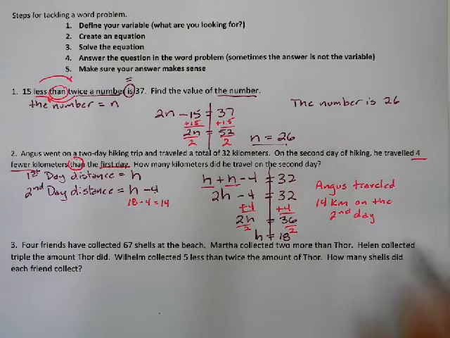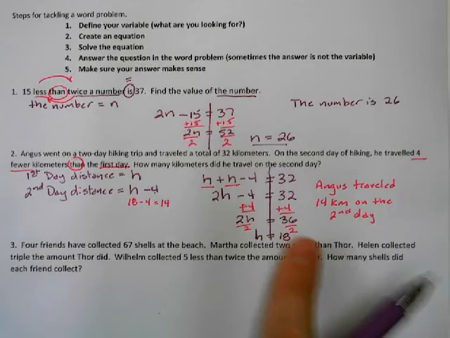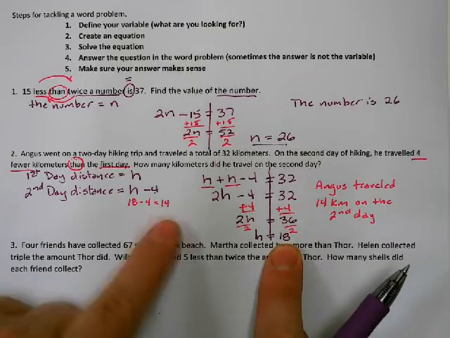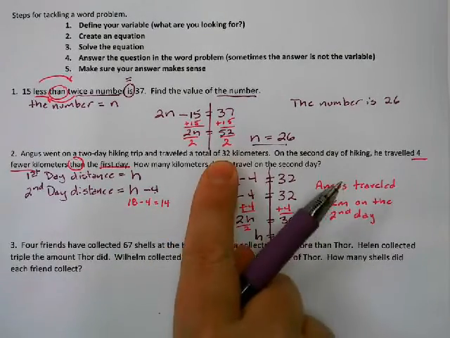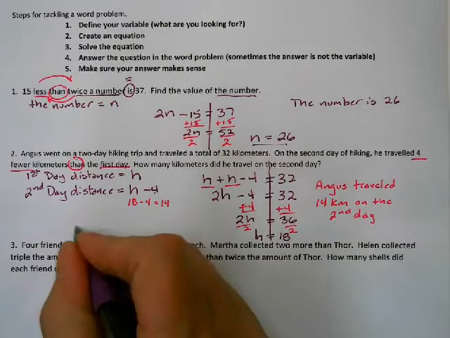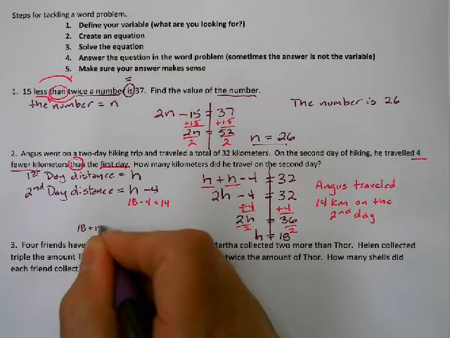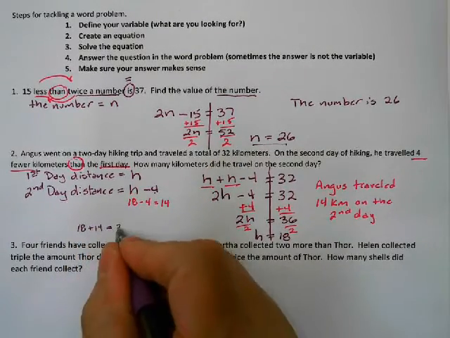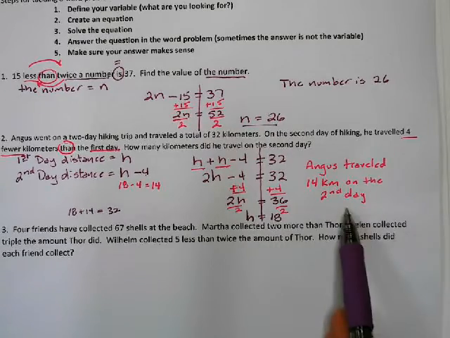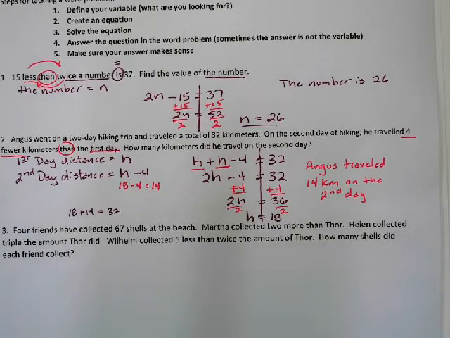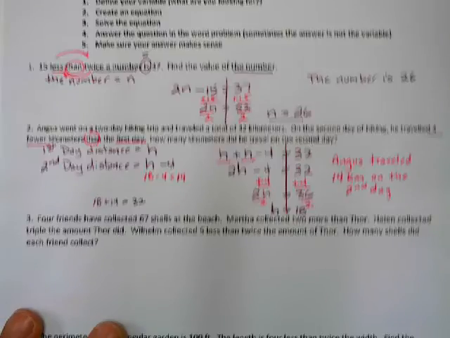Last step, let's make sure this makes sense. Okay, we're saying the first day he traveled 18, the second day he traveled 14. Does that equal 32? It should. Let's see, 18 plus 14. Yep, that's 32. So everything's looking right. I've checked to make sure my answer makes sense. I've answered the question. I didn't just solve it. I answered the question, and then I checked to see if it made sense, and it does. So everything is right and good in the world. We can move on to number 3.